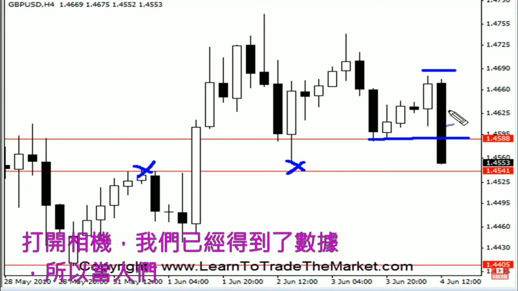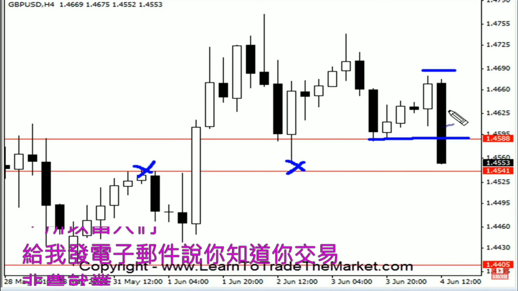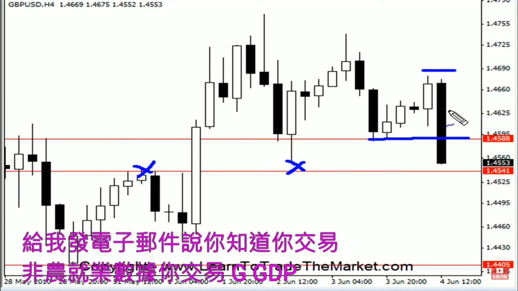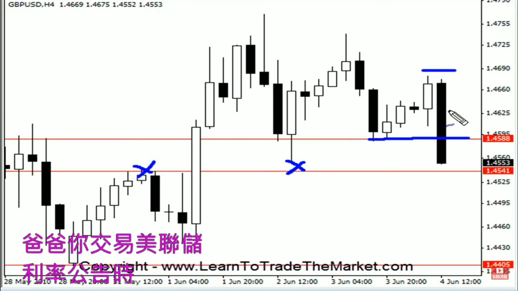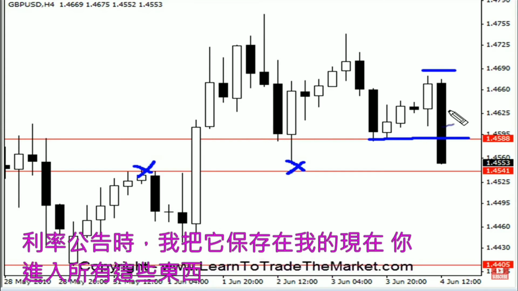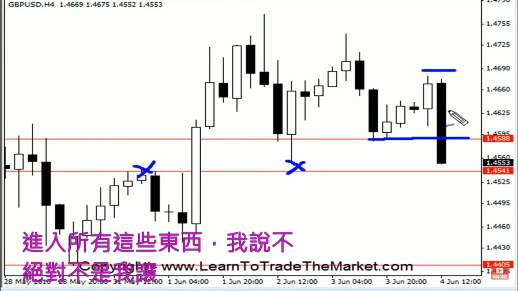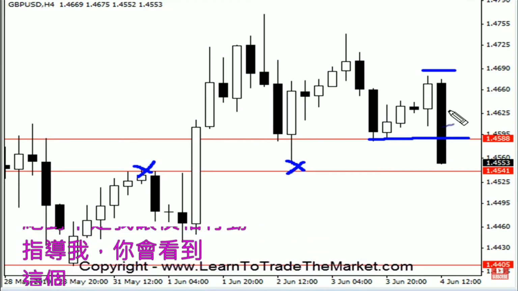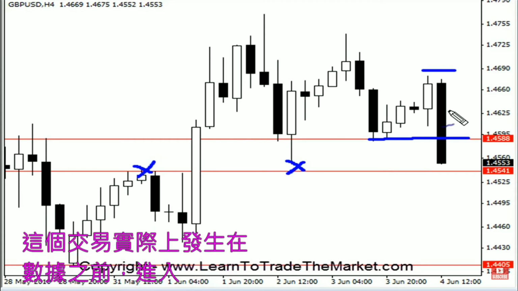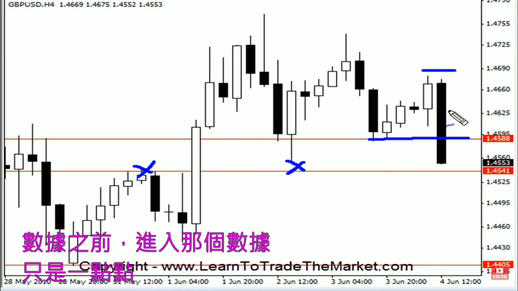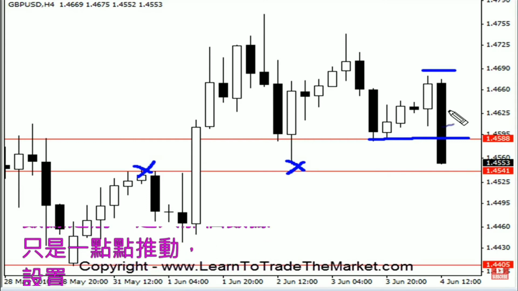When people email me and say, do you trade the non-farm payroll, do you trade the GDP data, do you trade the Federal Reserve interest rate announcements, Niall, are you into all that stuff? I say, no, absolutely not. I let the price action guide me, and you'll see that this trade actually occurred before the data, and going into that data it was just a little bit of a push, and the setup is coming off nicely.